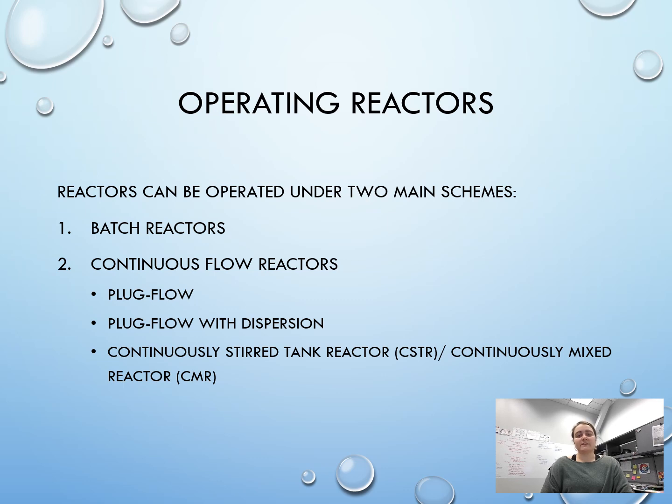So before we talk about those three different types of reactors, we want to talk about reactor operating schemes. So we have two main schemes under which we can operate our reactors. We can use either batch reactors or we can use what we call continuous flow reactors. So continuous flow reactors can have many flavors. We can see plug flow, we can see plug flow with dispersion, and we can see what we call either a continuously stirred tank reactor, a CSTR, or sometimes this is also referred to as a continuously mixed reactor, a CMR. They're the same thing. So two different operating schemes. We can batch in our reactor or we can use continuous flow.